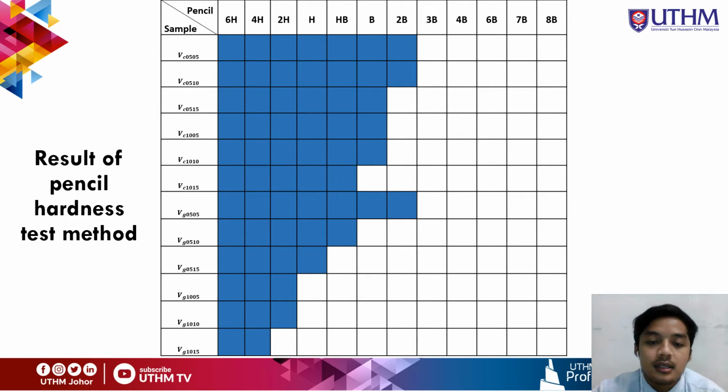Okay, this is because it can be concluded that the higher the stirring time, the harder the soap produced, and also the higher the composition of additive, the harder the soap that will be produced. This is because the hardness of the soap will be determined by the higher H number.